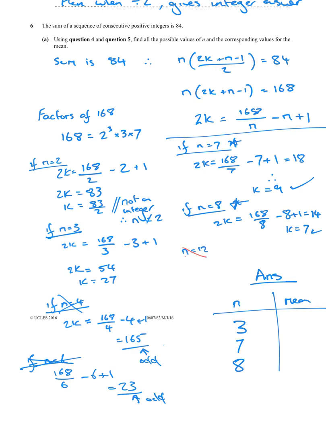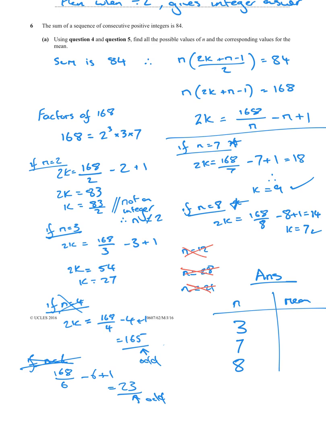12 didn't work. If n is 28, again didn't work. And finally, if n is 21, that didn't work as well. They all gave me odd numbers. So I've only got 3 answers here that work, 3, 7, and 8, and I need to work out the corresponding mean for each of those.